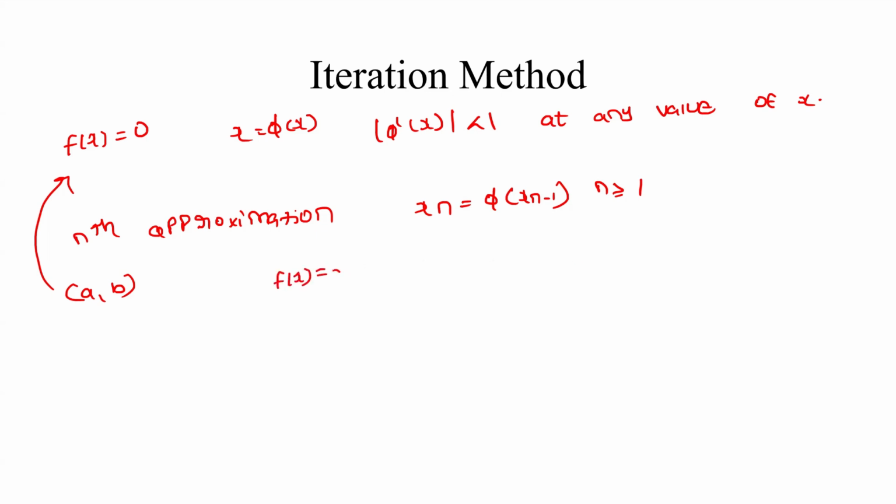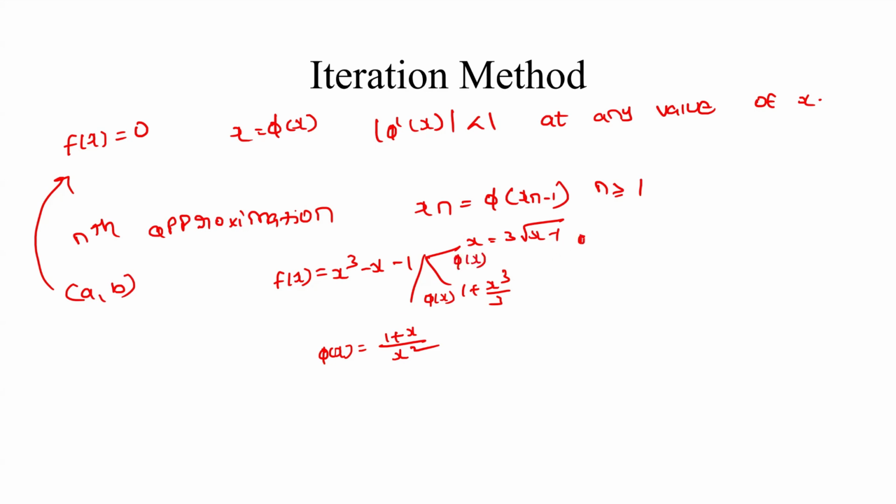f of x is equal to x cube minus x minus 1. We can represent this x cube minus x minus 1 in the form of x is equal to cube root of x plus 1, x is equal to 1 plus x cube by 3, and x is equal to 1 plus x by x square. These are called phi of x, and we need to find phi dash of x for these three forms.